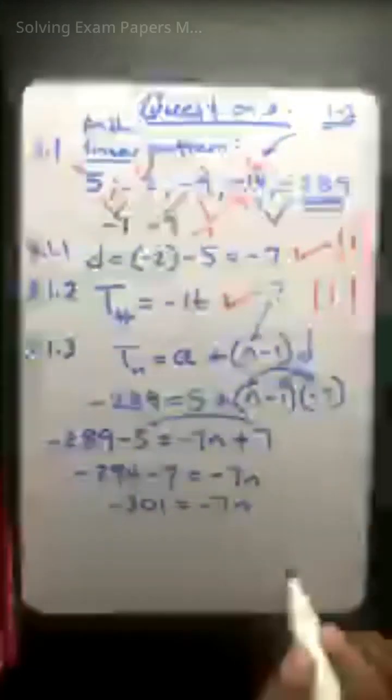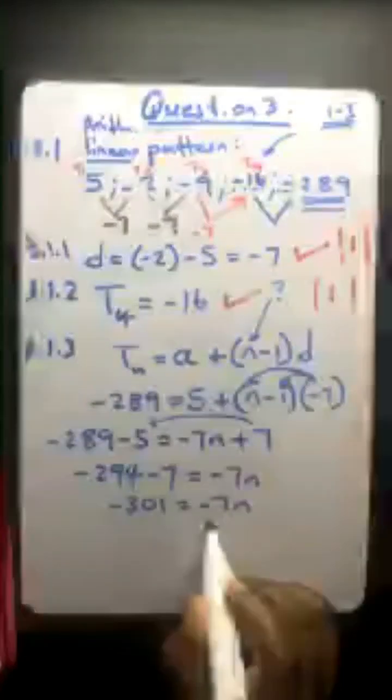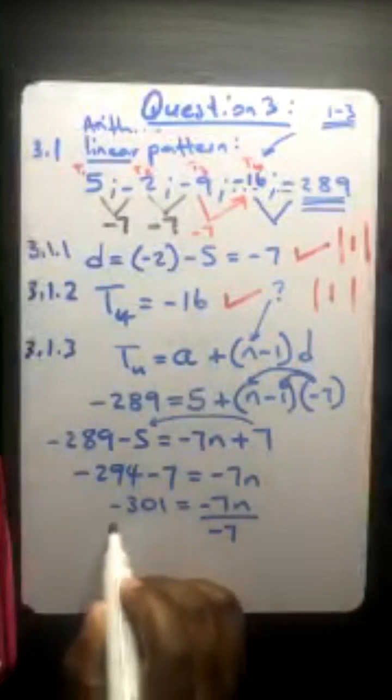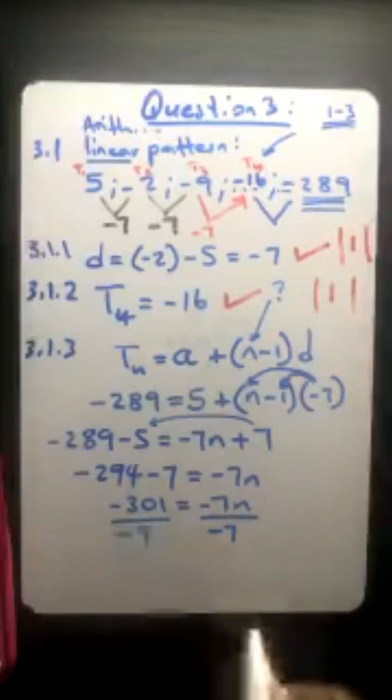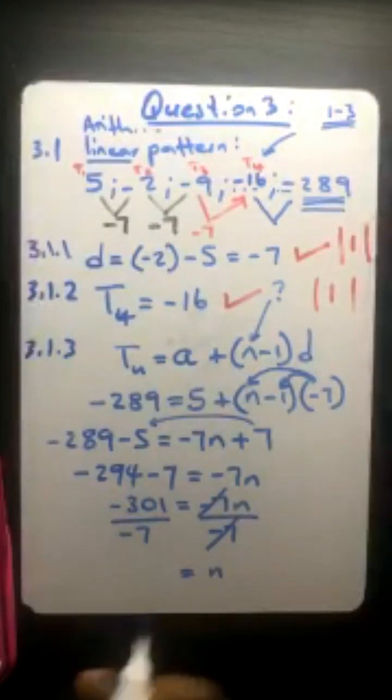I hope we haven't made a mistake. Okay, so now what's next is for us to remove that negative 7. Then we divide both sides by negative 7. Why did we do that? It's so that this can cancel and then we just have n.